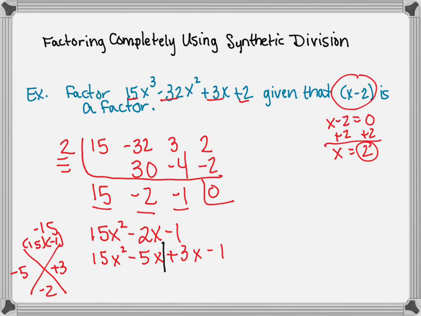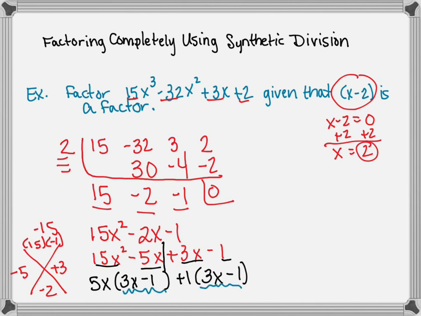So I'll break the terms into 2 pairs. In my first pair, 15x squared minus 5x, my greatest common factor is 5x. When I divide that out, I'm left with 3x minus 1. And then in my second pair, I have 3x minus 1. My greatest common factor is 1, and because my third term is positive, it's a positive 1. When I divide everything by positive 1, I get 3x minus 1.